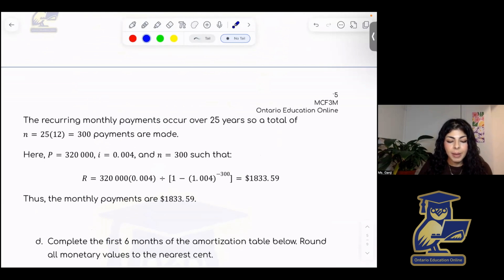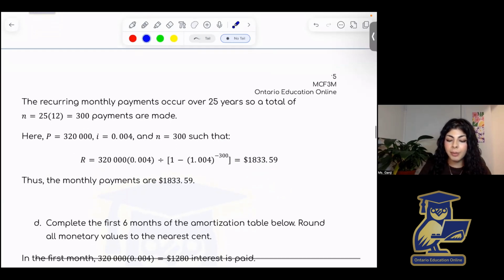So he's paying monthly payments over 25 years. That means N is going to be 25 times 12, so 300 payments in total are made. And now filling in the rest of the variables in our equation, we get that R is equal to $1,833.59, which means that he makes this amount every month as his payments. And remember, this already accounts for the interest that he's paying off as well.